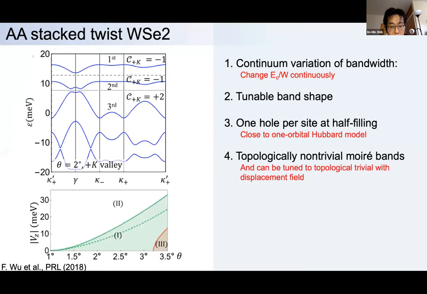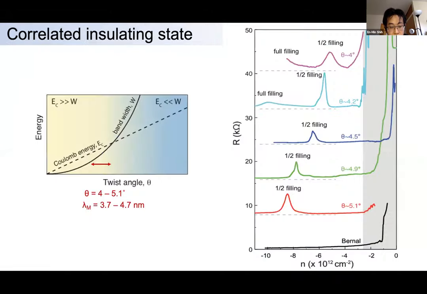Also, theory has predicted there might be a topologically non-trivial band in this system, tunable by displacement field. All of this gives us the motivation to study this AA-stacking twisted bilayer tantalum disulfide. We have measured several devices from 4 to 5.1 degrees with moiré lengths around 3.7 to 4.7 nanometers, which is actually quite small compared to other flat band systems. We can increase that further by reducing the twist angle, but at that time we only had these few devices.